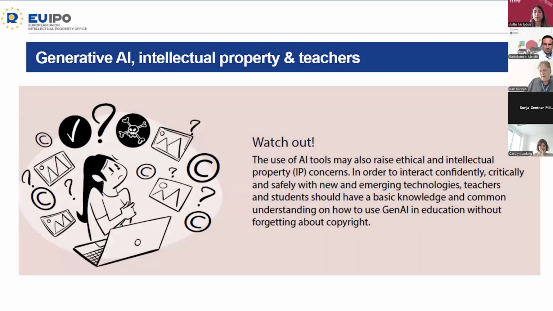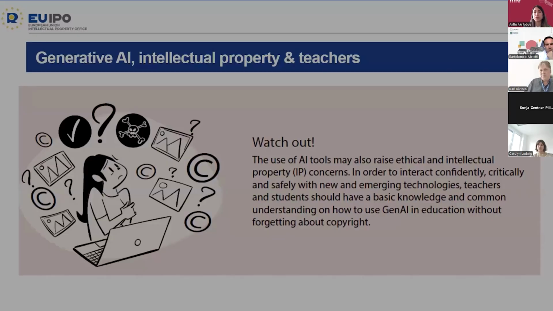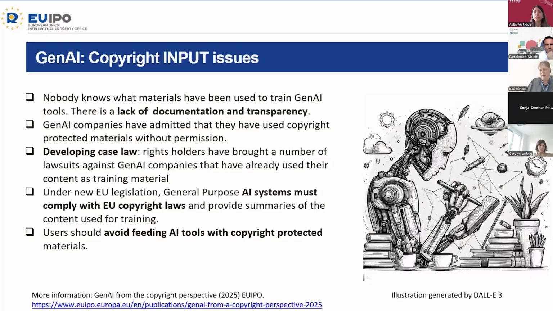There is a completely new area of copyright-related issues linked to generative AI. And in the EUIPO Observatory, we have been looking at it very closely. There are mainly two big issues. The first one is the input. The generative AI large language models have been trained with a lot of materials taken from all kinds of sources, but they are black boxes.